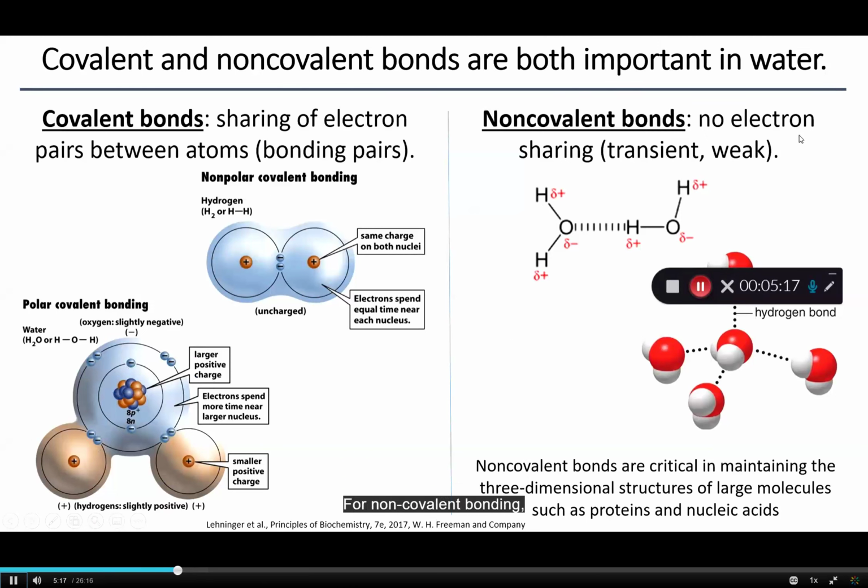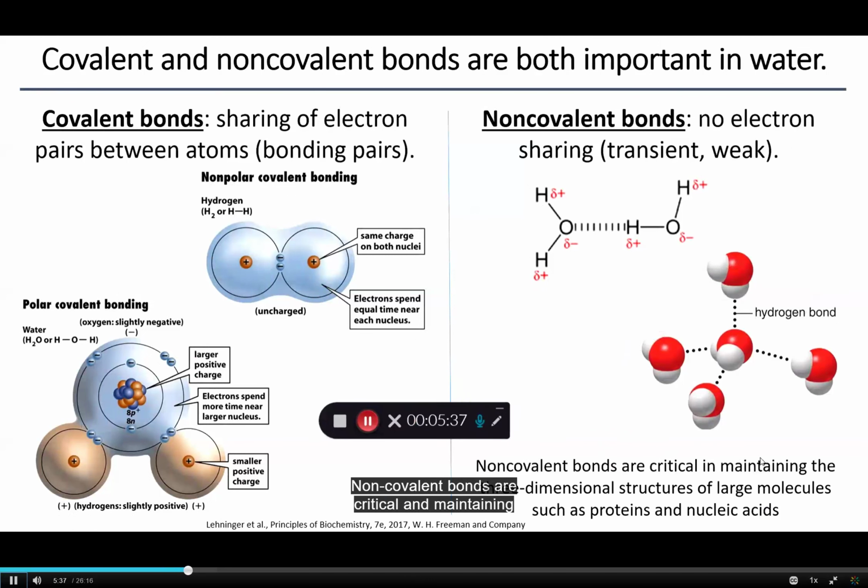For non-covalent bonding, there's no sharing of electrons. And so the interaction between two molecules engaged in a non-covalent bond is weak, constantly breaking, reforming, breaking, reforming. They're easily broken. They're less favorable than covalent bonds, so less energy is needed to break them.